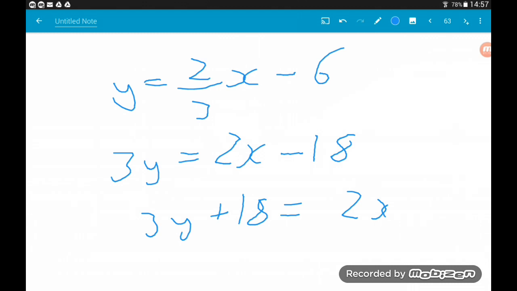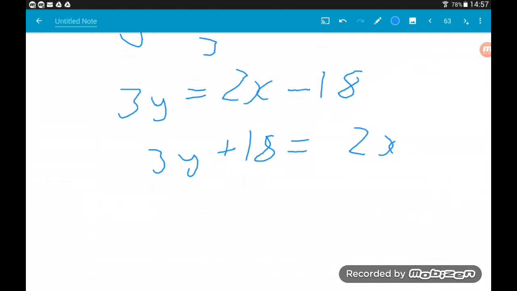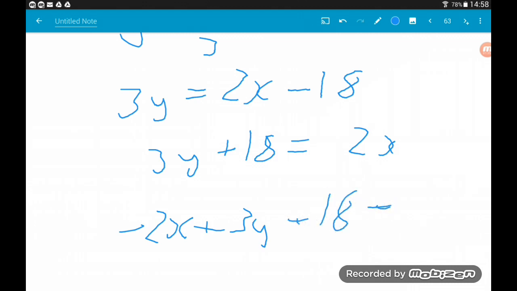So 3y add 18 is 2x. And then finally subtract 2x, minus 2x. Add 3y add 18 is equal to 0. There we go.